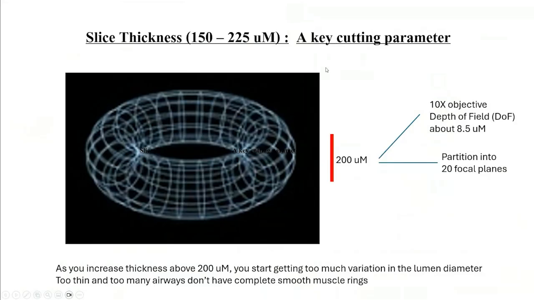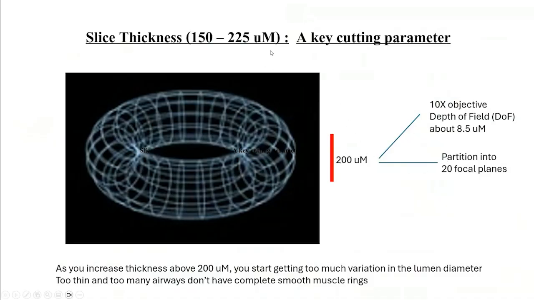So a key cutting parameter is our slice thickness, and that's for any tissue. For a mouse, I'm finding that you can go down to 150 micron as the thickness of the tissue, and I tend to find that's a little too thin. A good thickness is probably about 200 micron for a mouse slice. So you would set that on the Compressome unit, set the cutting thickness to about 200 micron.